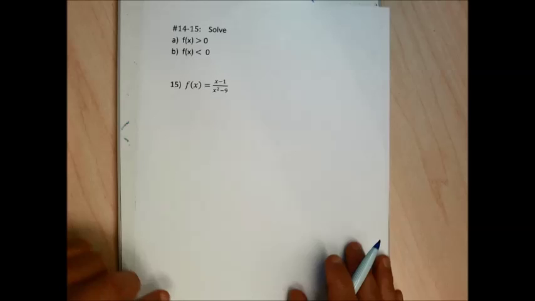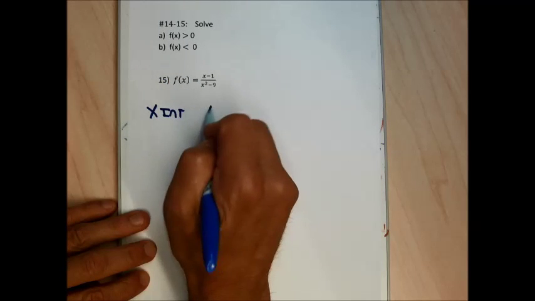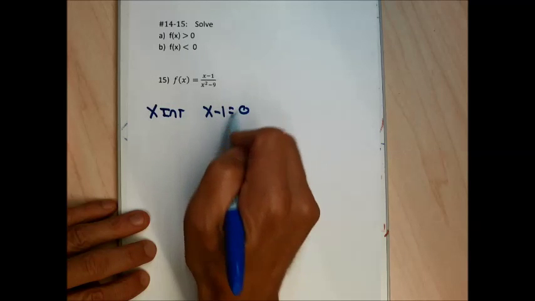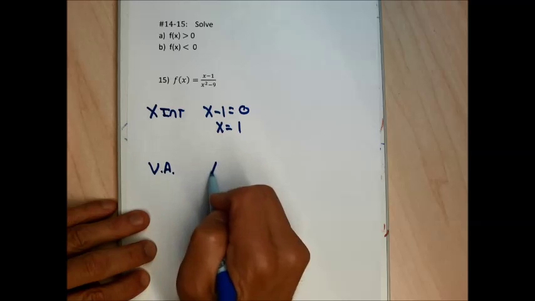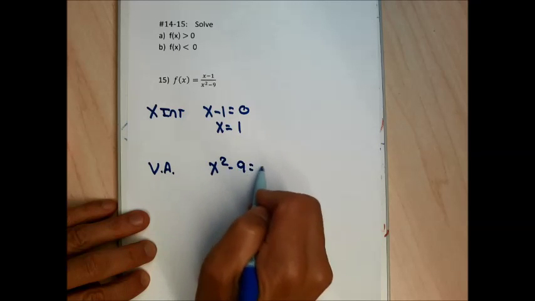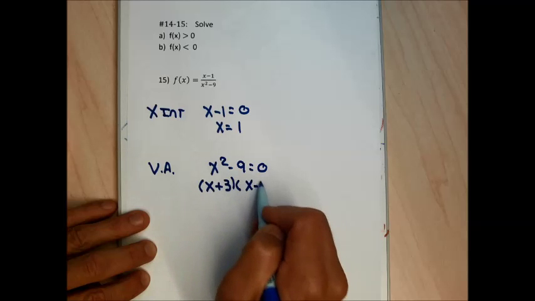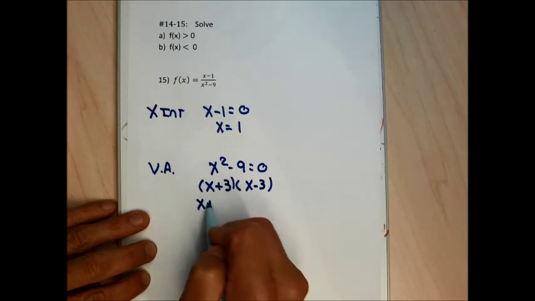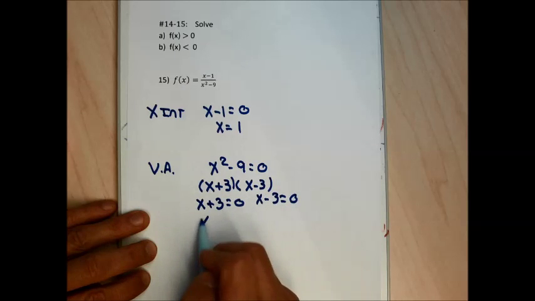Last problem on the review. I need to find the x-intercepts and the vertical asymptote because it's a fraction. To find the x-intercept, I set the numerator equal to 0. To find the vertical asymptote, I set the denominator equal to 0. Because there's a square, I have to factor. And I'm going to get x equal to positive and negative 3.